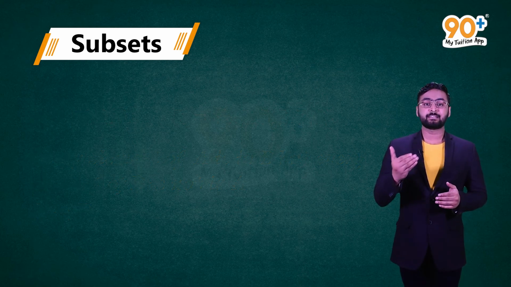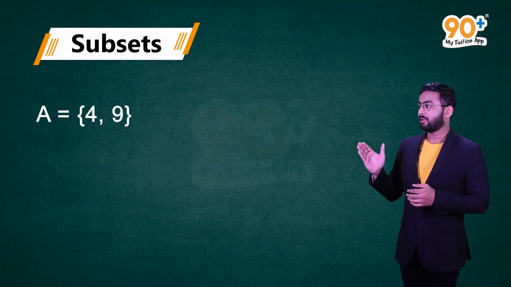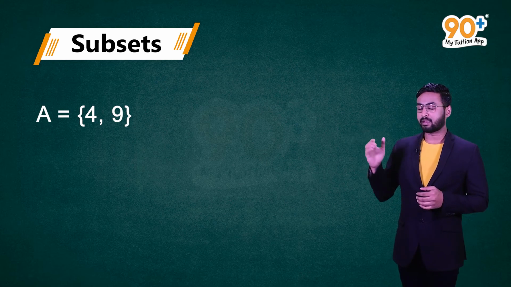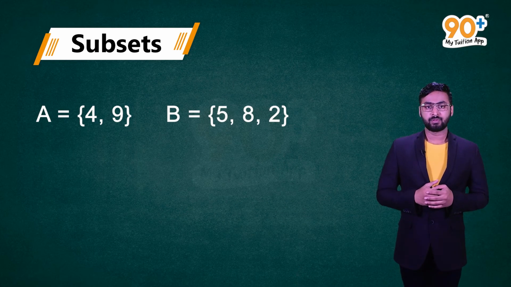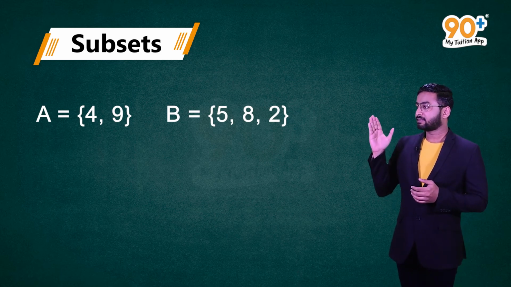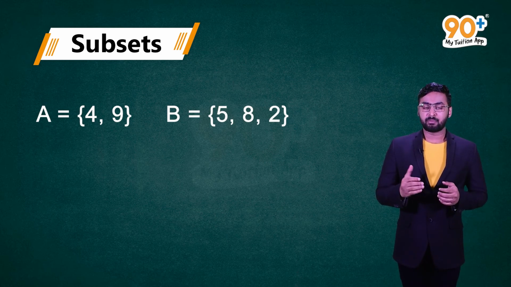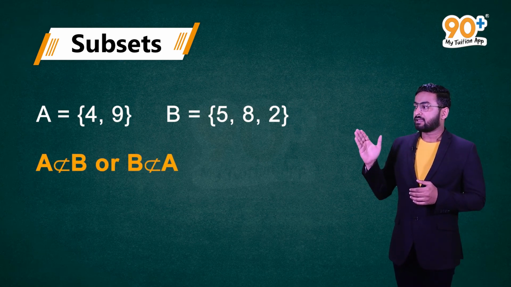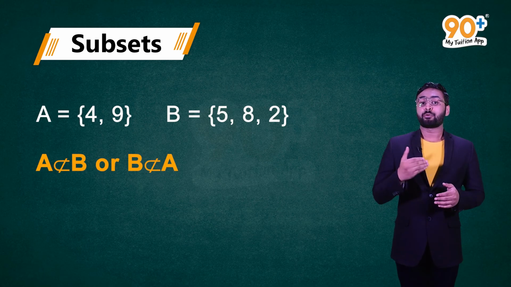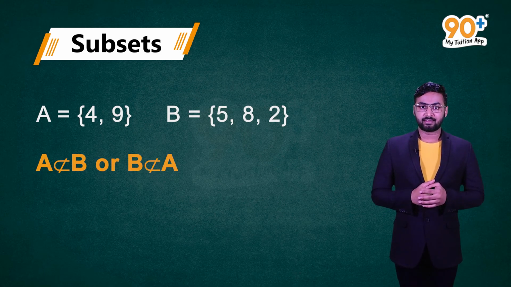Let's look at another pair of sets. A is equal to 4 and 9 and B is equal to 5, 8 and 2. As you can see, neither of the sets have all of their elements in the opposite set. So we can write A is not a subset of B or B is not a subset of A.